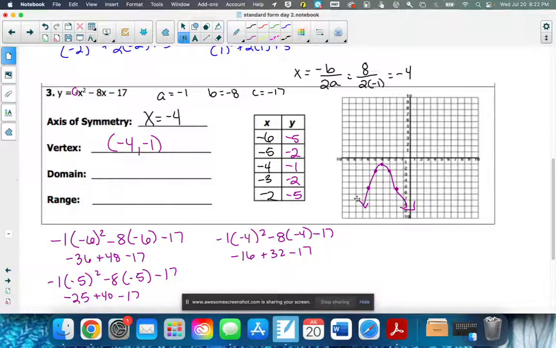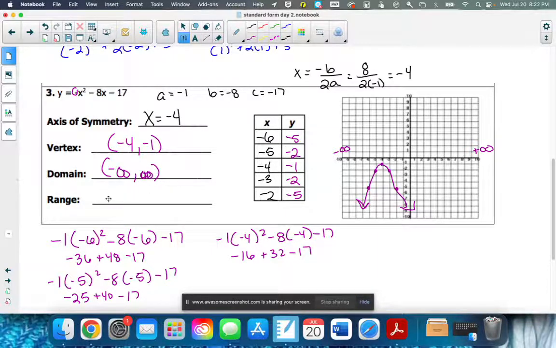So again, if it's pointing to the left and to the right for our x values, the domain is going to be from negative infinity to positive infinity. You're going to get every number you possibly want, including 0, decimals, and fractions.